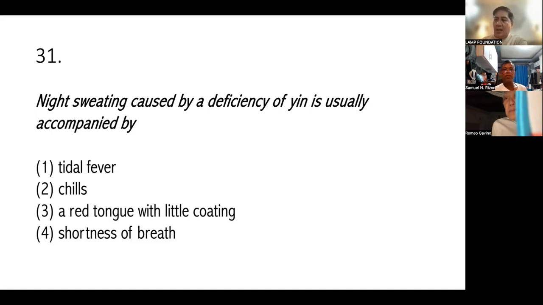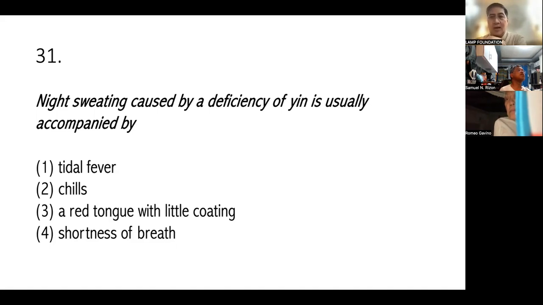Ano pa yung isang sintoma na wala sa wind cold, para malaman natin na talagang wind heat? May mafe-feel ka ba sa lalamunan? Sa wind cold ho, may scratchy throat. Tapos sa wind heat, may sore throat. Okay.